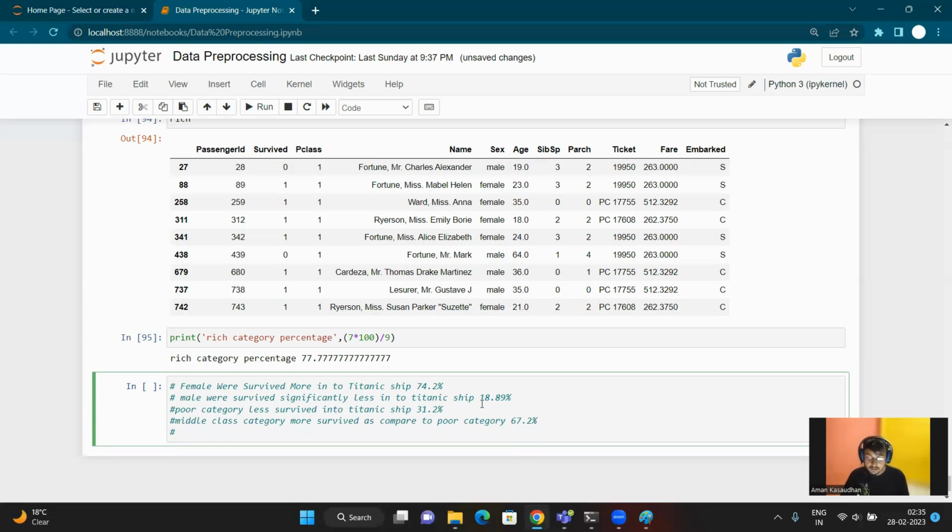Now at last, rich people survived the most on the Titanic ship. It is around 77.7%. So this kind of exploratory data analysis we have done for this Titanic data set.